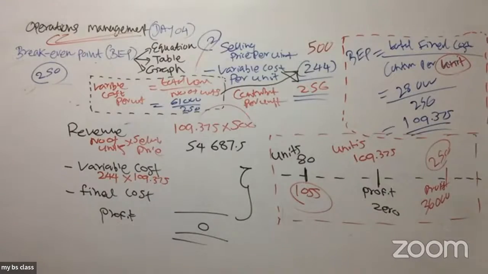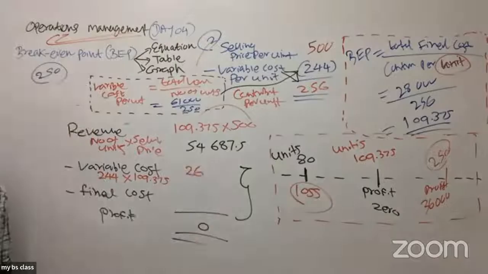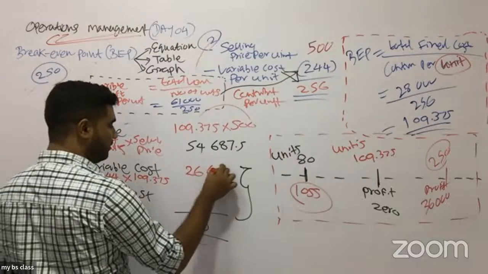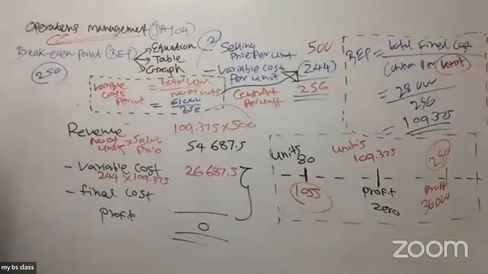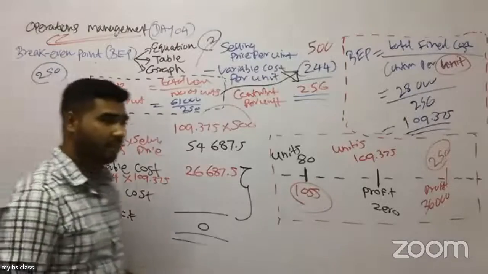26,687.5. Fixed cost එක මට කියන්නේ fixed cost එක.